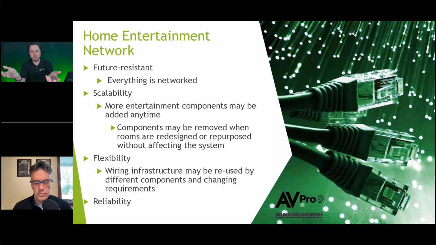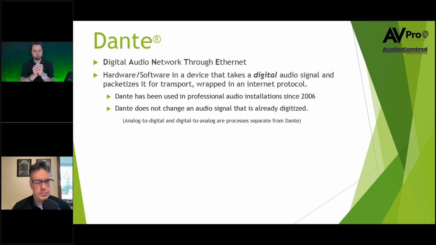But the thing about the home entertainment network, it all ties in with Dante and AV over IP. Future resistant, it's all run off category cable and regular IP switches. Scalability, you want to go small? Cool. You want to go huge? That's also cool. Flexibility, if you have wiring that's already there and you're doing a retrofit, guess what? You can still use that same wiring, not a big deal. And the reliability factor with Dante and with networked audio and video, it's there. We mentioned a second ago that we have a lot of these systems in very important government type and school type mission critical systems, and it's a great solution for that.